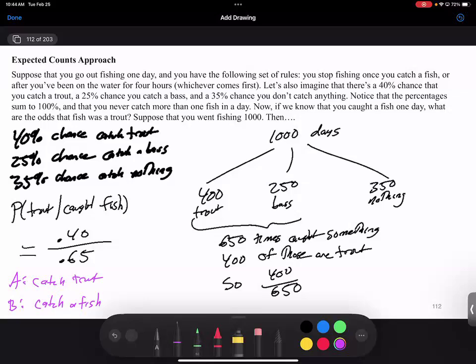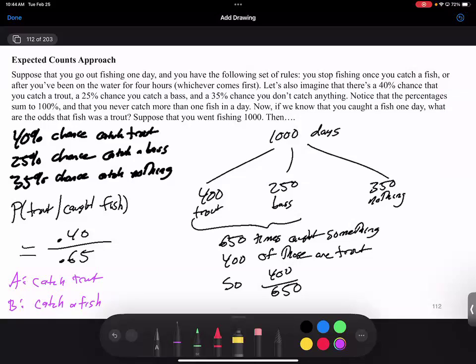The expected count approach I really like is you start off with some number of days that you're going to go fishing. You choose a number that has wonderful divisibility properties. Notice that I have things like 25%, 40%, 35%. I could probably get away with doing 100 days. I'll be safe and I'll do 1,000 days, just in case I made a small mistake in divisibility and whatnot.